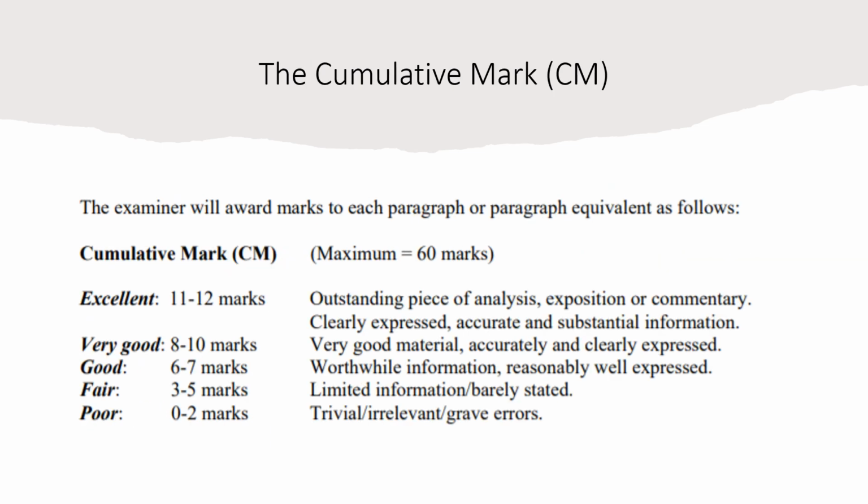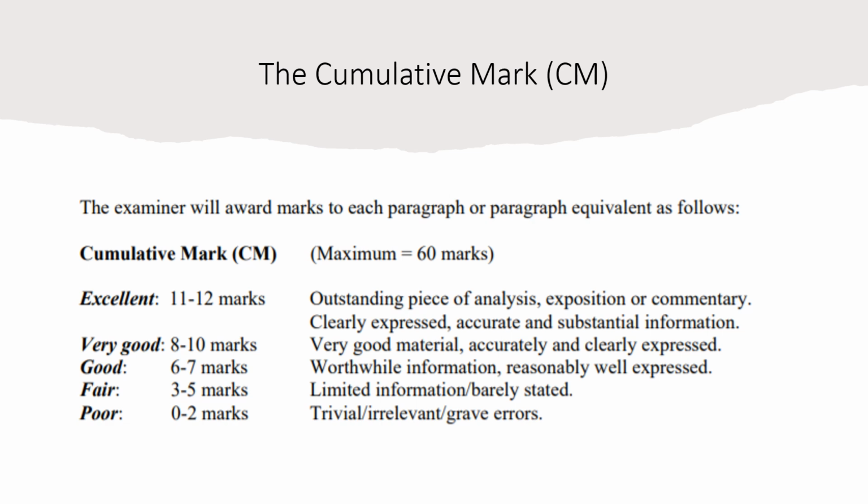This is a direct reference to the marking scheme that's provided to Leaving Cert History examiners, and this is what we'll call a sliding scale. So your cumulative mark, or your CM, which I'm going to refer to it as from now on, is marked on a sliding scale out of 12. So it's marked from 0 to 12. The least amount of marks you can receive for your paragraph is 0. The most you can receive is 12.